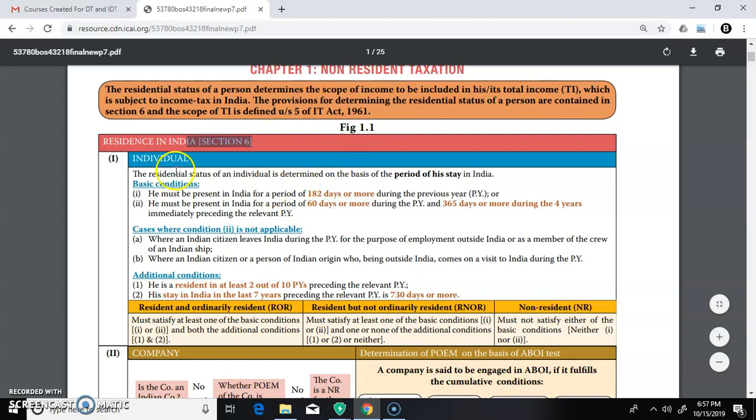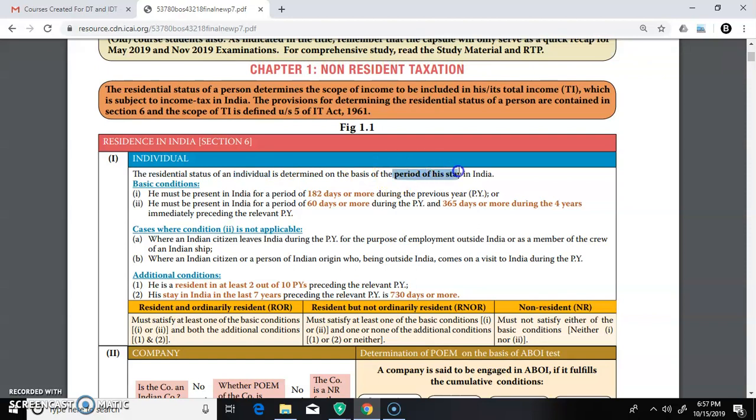So, what is this? Residential status of an individual, not a company or any other thing. For an individual, it is based on the period of stay in India, actual stay in India. What are the conditions? Two conditions, either or. What is the first condition? 182 days or more during the previous year, or he must be present in India for a period of 60 days or more during the previous year and 365 days or more during the 4 preceding previous years.